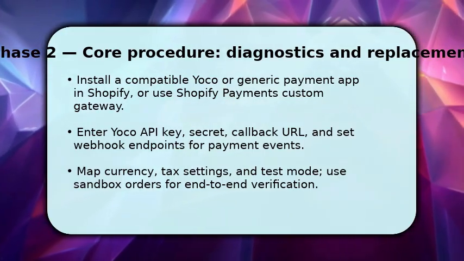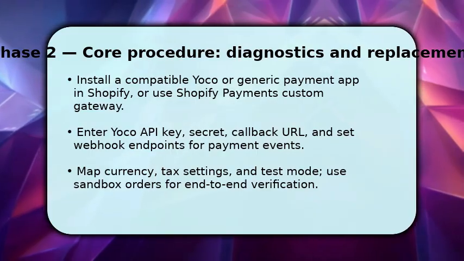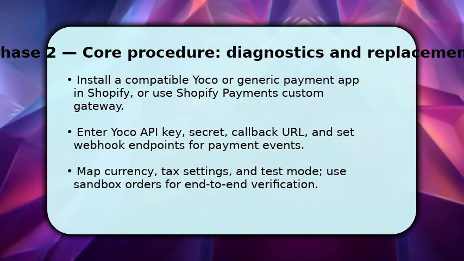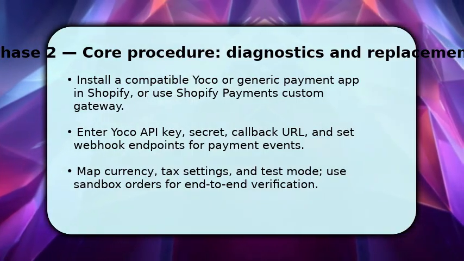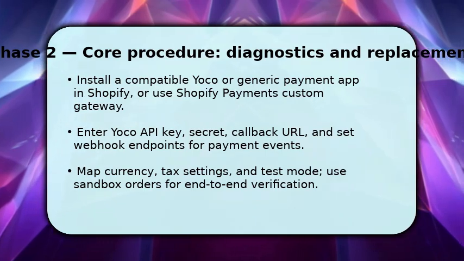Then set webhooks for payment.updated and payment.failed events, match your store currency and tax rules to Yoco's account, and switch to sandbox mode so you can place test orders without moving real funds.